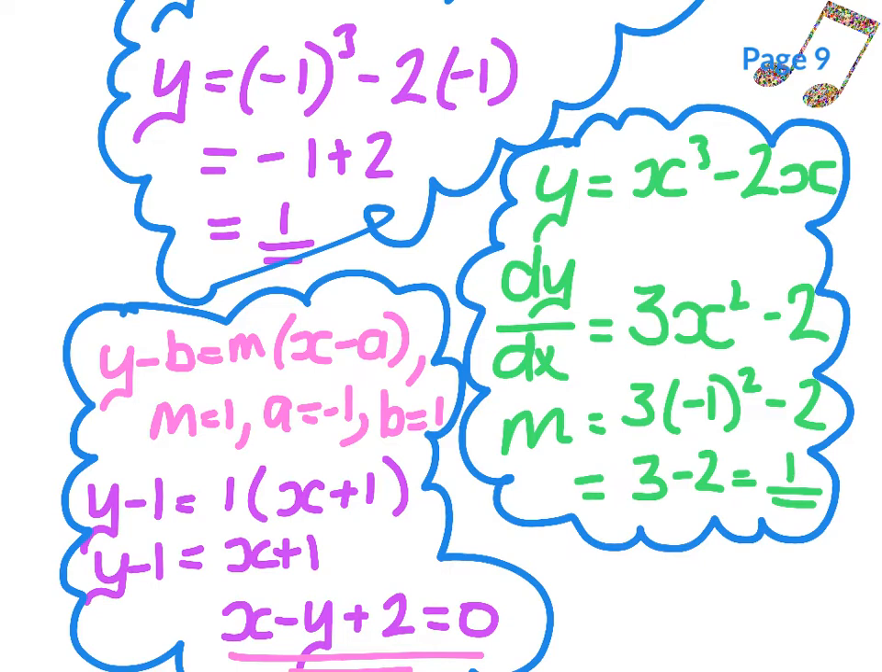Now, armed with all these pieces of information, we were able to go back to our straight line theory and use y minus b, substituting in the values we'd found. Okay, let's try one more.